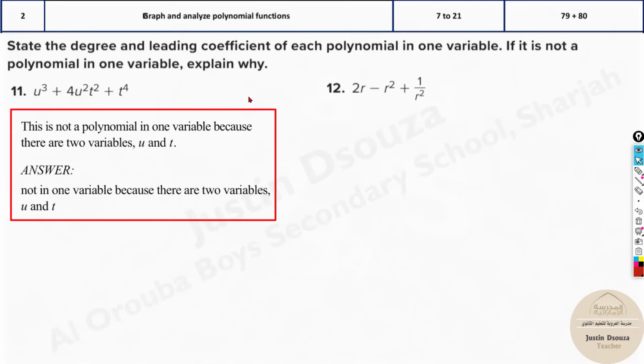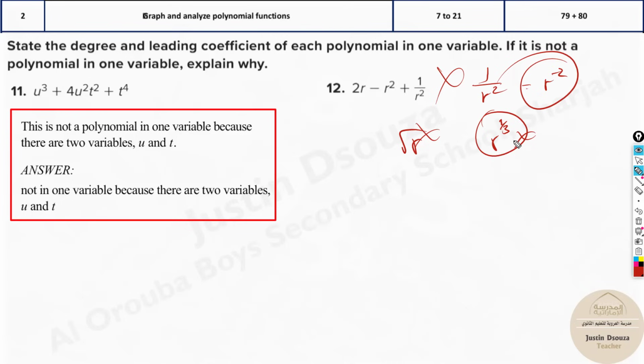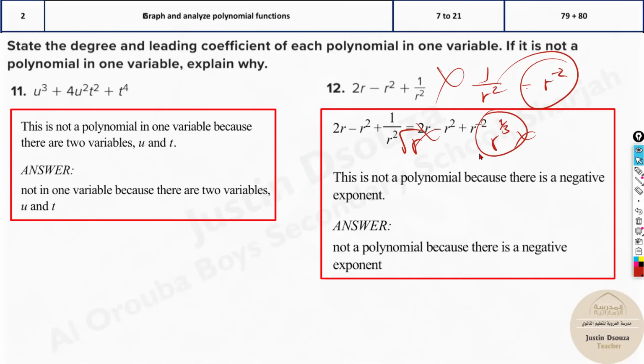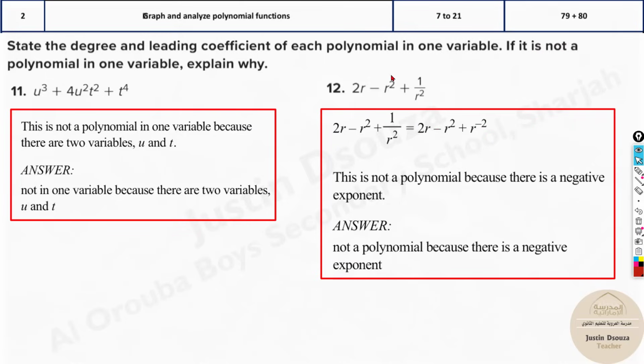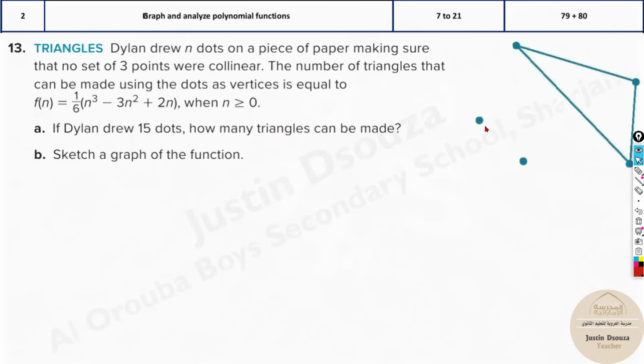So that's it. Here you can see there is 1 divided by r squared. That means r to the power minus 2, right? This is not a polynomial. If it was, say, square root, no. R to the power 1 by 3, no. All these are not considered over here. Only if the powers are 1, 2, 3 and positive integers, only they are considered. So this is not a polynomial because there's a negative power here.